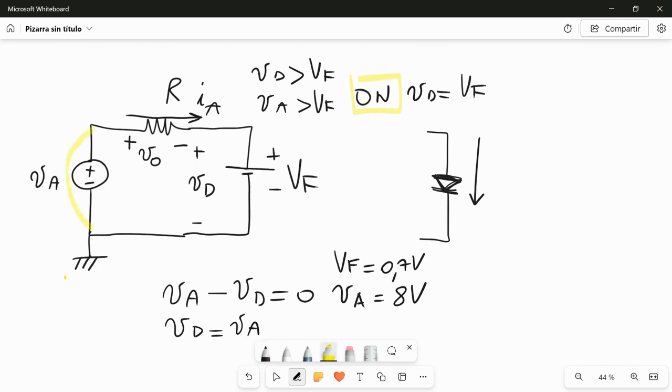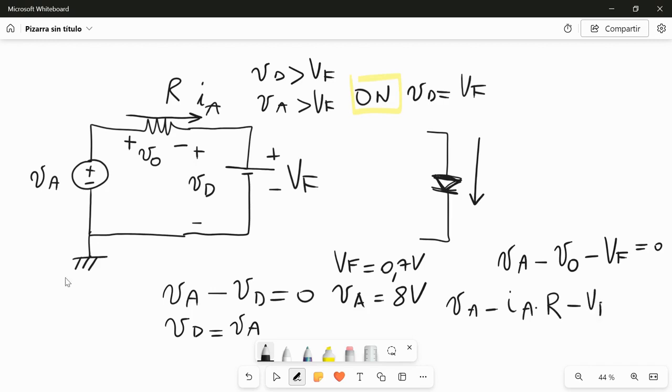We have a voltage jump here, a voltage jump here, a voltage jump here, and then we close the mesh. So now in this case, this is something like VA minus VO minus VF equal 0. We can say also that VA minus IA times R minus VF is equal 0.